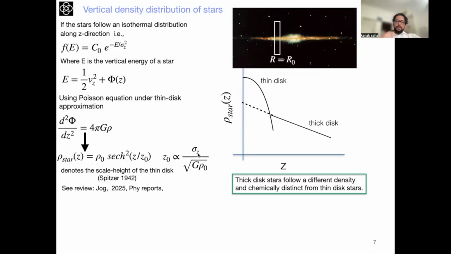It depends on the vertical velocity dispersion, that is, how the velocity dispersion behaves in the vertical direction, and the square root of 1 over G rho naught is actually the free fall time scale. Rho naught is the midplane density.